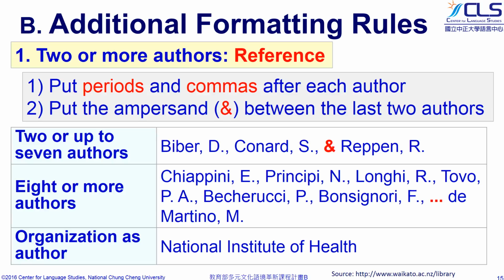Then on the reference list, the general rule for up to 7 authors is to use periods and commas to separate the authors and place the ampersand between the last two authors. But for 8 or more authors, list the first 6 authors and insert 3 ellipses afterwards, followed by the last author. If it's an organization, use the name of the organization.